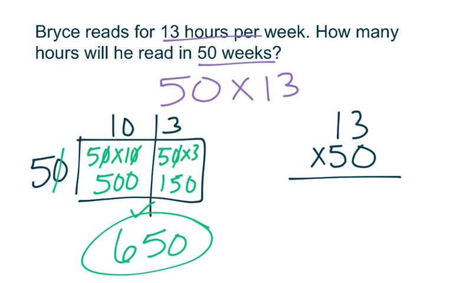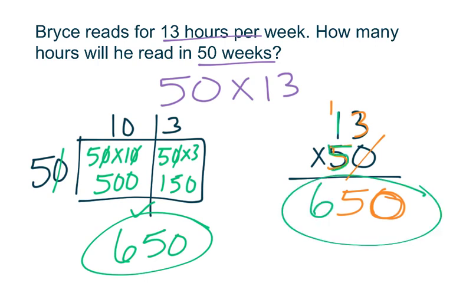For this next problem, again, when you're doing your regrouping, please make sure the number with the 0 is on the bottom. So I'm going to cross that 0 out, place it in my ones place. 5 times 3 is 15. I put my 5, carry my 1. 5 times 1 is 5, plus 1 more is 6. Either way, I get 650. I go back into my problem, and I want to know how many hours. So I have 650 hours is how much Bryce reads in 50 weeks.